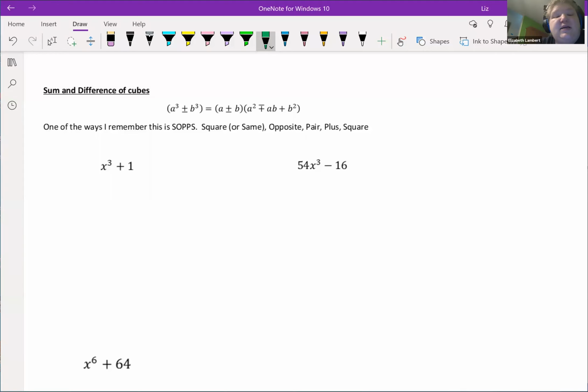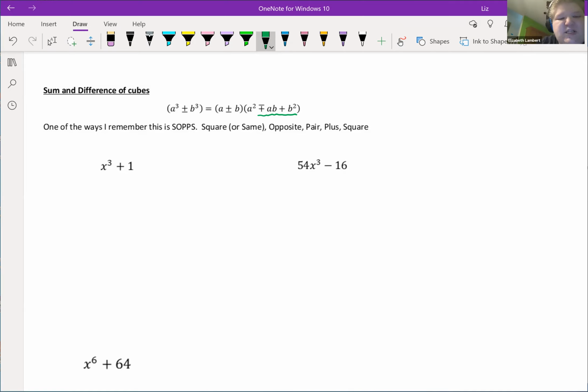So this is a thing math teachers sometimes make you memorize, so I'm going to talk about it from that perspective. Honestly, it doesn't show up that often because we don't like it. One of the ways I've taught this is this acronym, SOPPS, and it forms a nice rhythm. The first part is the same, like we have a cubed and b cubed, so we get a and b, and it's the same sign.